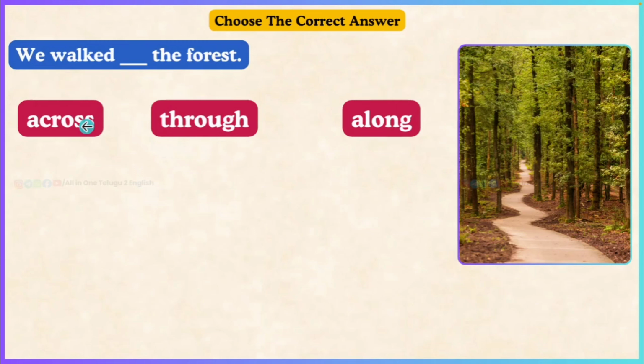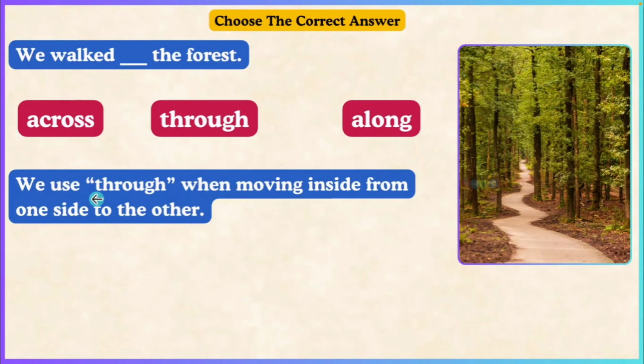We walked across the forest. We walked through the forest. We walked along the forest. We use through when moving inside from one side to the other. So, we walked through the forest.